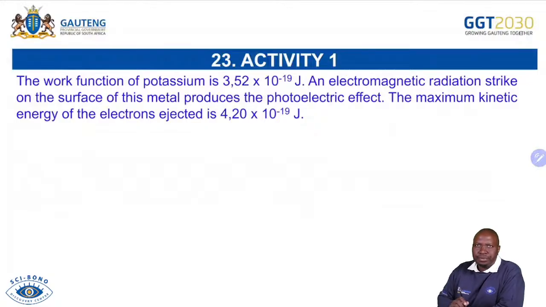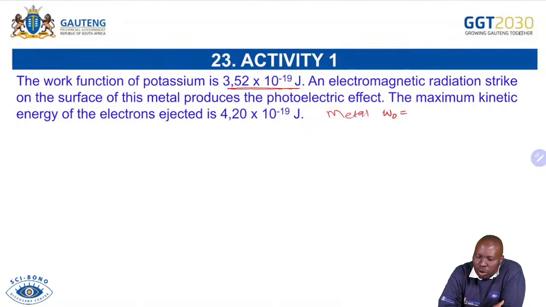It says, the work function of potassium is, so you know potassium is a metal. So we have two things. We have the metal, which in this case is potassium. The metal has a work function, which is W0. It is given there, 3.52 times 10 to the power of minus 19.